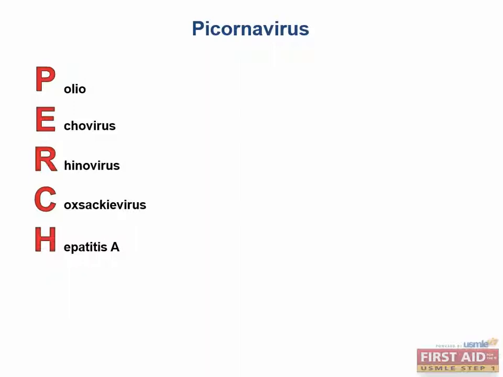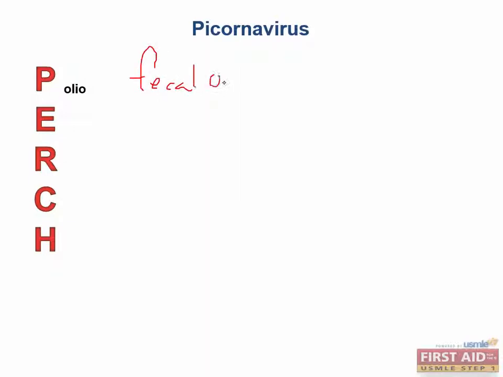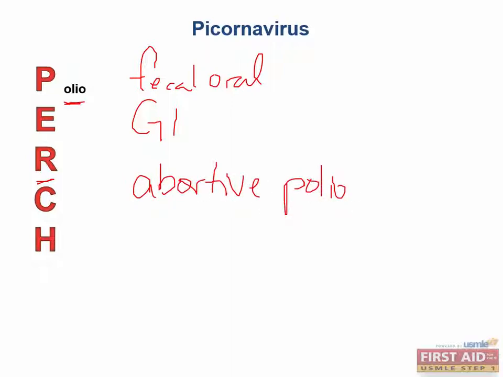Now let's talk about the poliovirus. Do you remember how this virus is spread? Remember, it is spread by the fecal-oral route, a feature common to all the picornaviruses except for the rhinovirus. In the majority of cases, the poliovirus infects the GI tract and causes what is called abortive poliomyelitis. Abortive poliomyelitis is a benign condition where the virus does not affect the central nervous system and only produces a mild febrile viral illness.